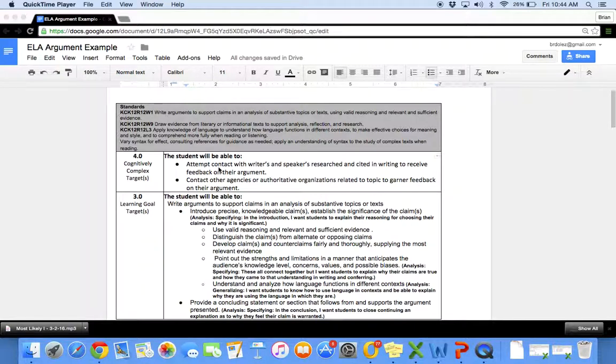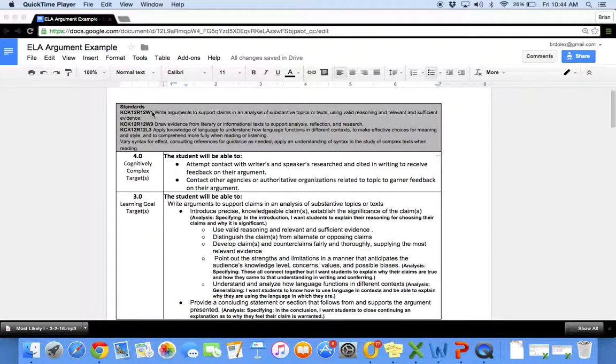This is part two of my research unit. So, I've had kids gather their research through my research scale, the progressions, and the assessment and lesson sequence. Now I want them to be able to organize it into an argumentative essay. So, I've taken my standards and unpacked them.